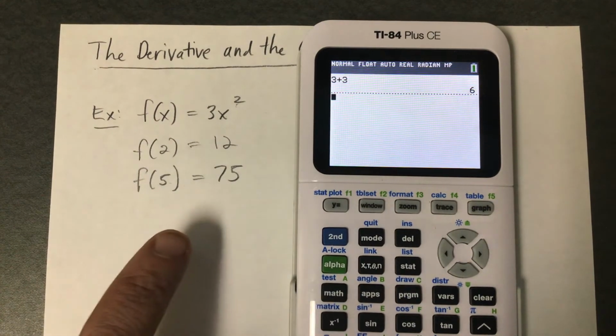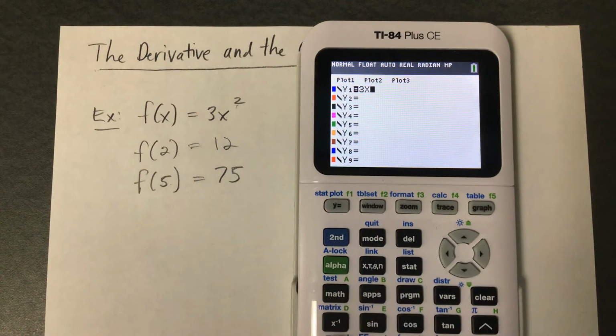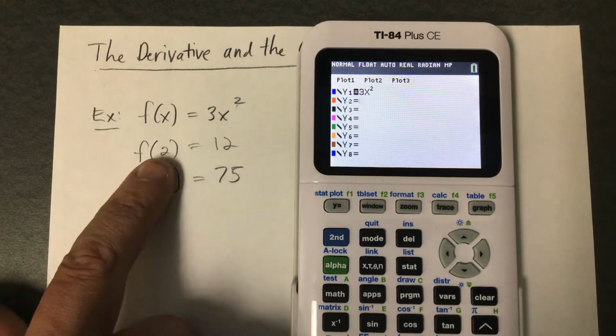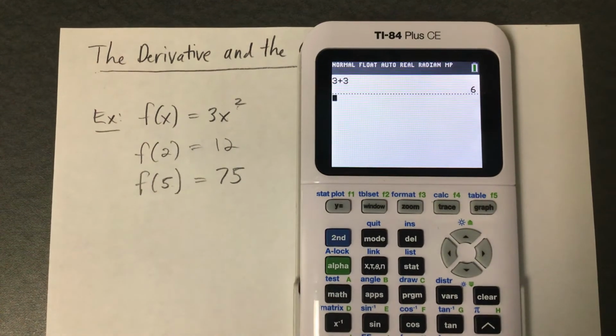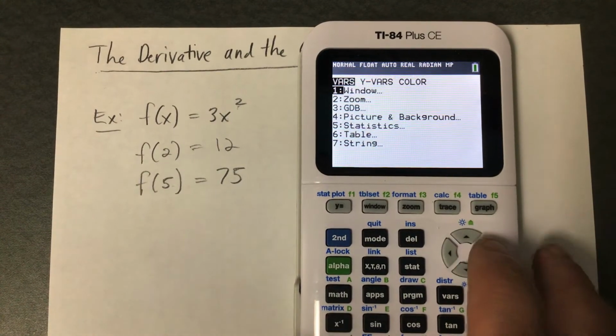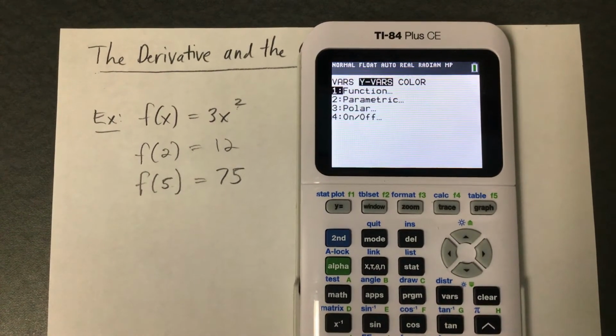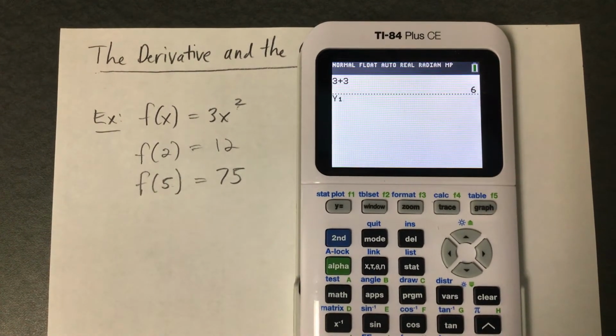So here's how our calculator can do function notation. First of all, let's put our function in. The function is 3x squared. Push enter. Done with that. If I want to calculate f of 2, I'm going to get back to a calculating screen. So I'm going to push second and quit to get back to that. And I need to find our function. Our functions are located under this key right here called vars, which stands for variables. I'm going to click on vars, arrow over to y variables, and push enter. Specifically, I want y sub 1 because that's where I plugged it in.